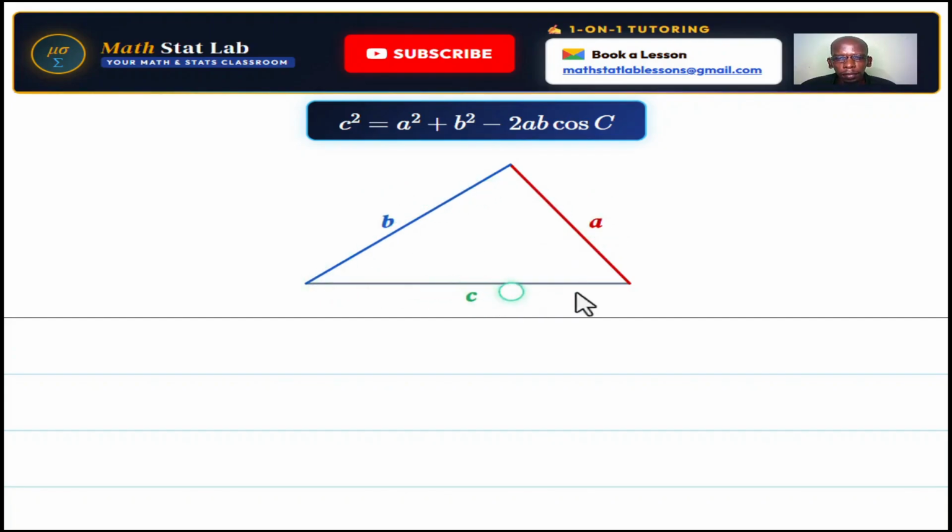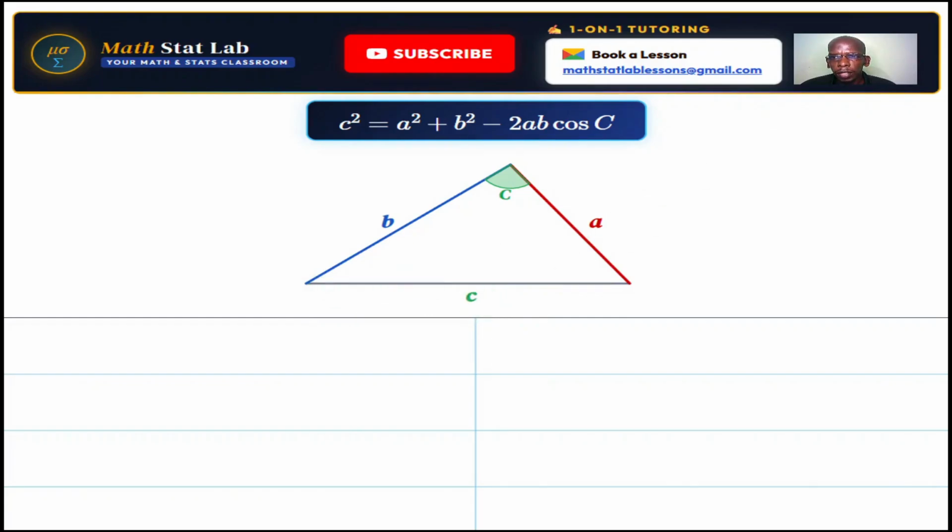So, let's say we have a triangle like this, which has three sides, a, b, and c. In the cosine rule, if you see a, b, or c in small letters, it means the sides of the triangle. But if you see capital A, capital B, or capital C, like in this case capital C, then it means the angles which are directly opposite to the sides of the triangle. For example, capital C means this angle here, which is directly opposite to this side with small c.